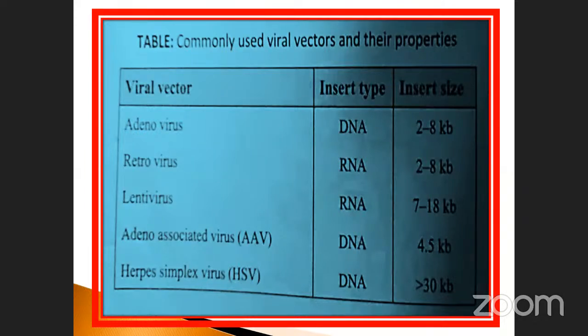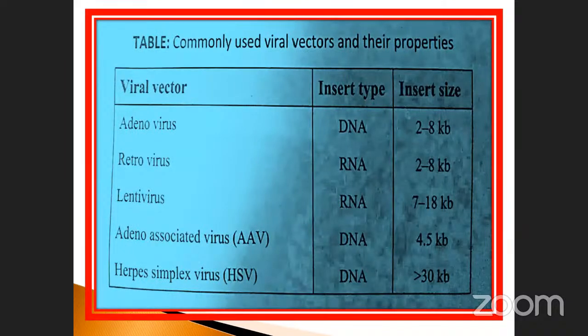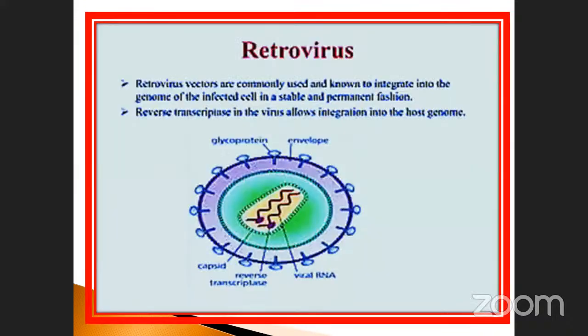See the inserted size again. Adenovirus, a DNA virus, 2 to 8 kp. Retrovirus, RNA, also 2 to 8 kp. Lentivirus, RNA, 7 to 18 kp. Adeno-associated virus, a DNA virus, 4.5 kp. Herpes simplex virus, HSV, DNA, less than 30 kp. So these are the important ideas. This is very, very important. Just note it down.